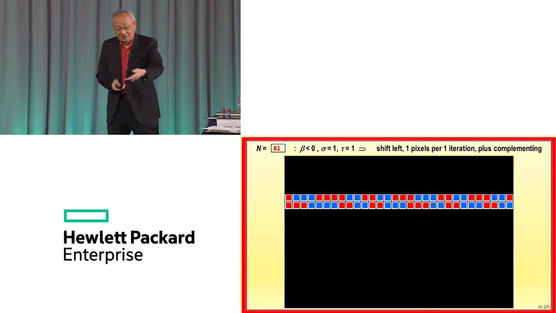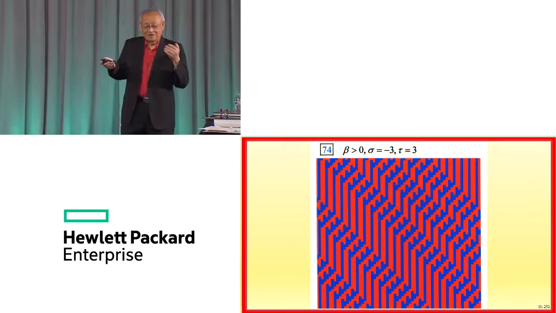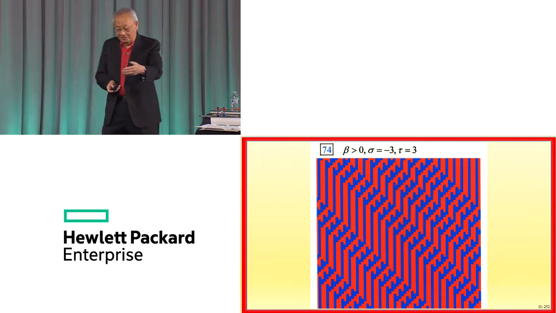And how about this one? This is very messy. Wolfram would never realize that there's some simple thing going on here. It says ignore the beta, no need to change color. And you shift minus one, shift right three bits, and every three iterations. That's what it is. You have three bits and every three iterations.